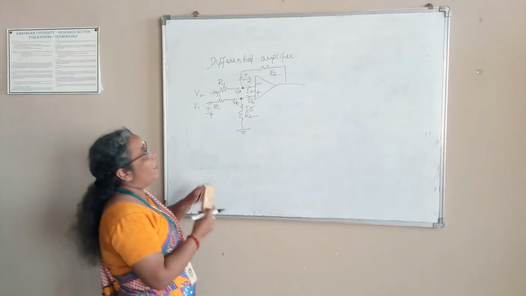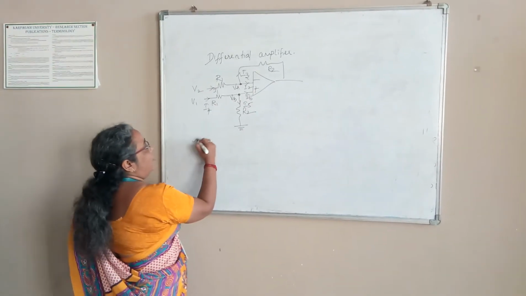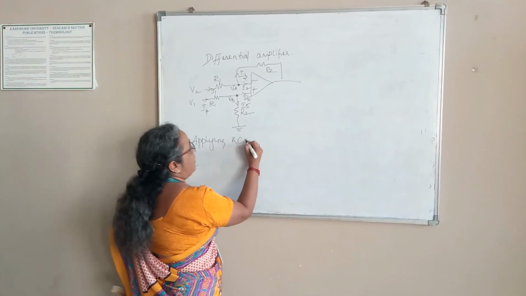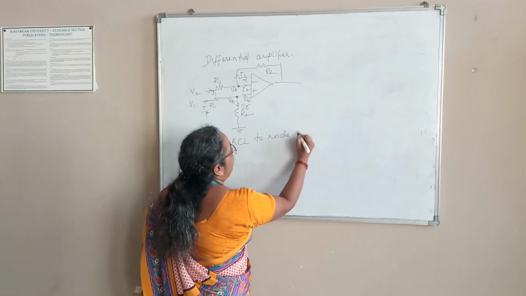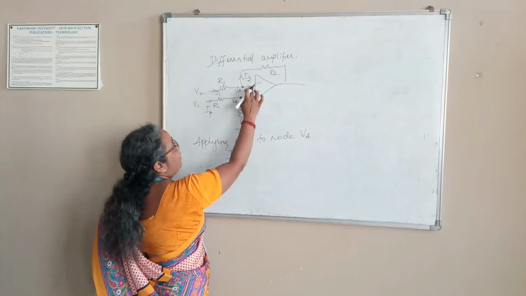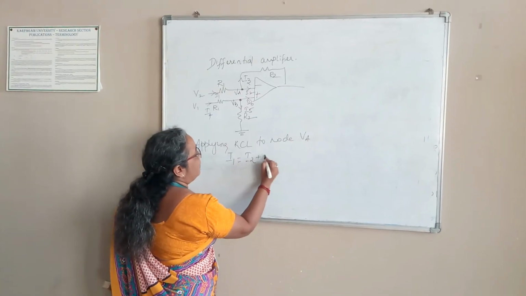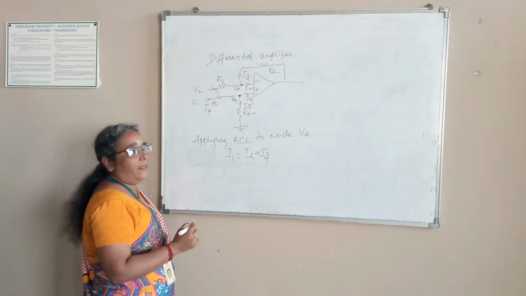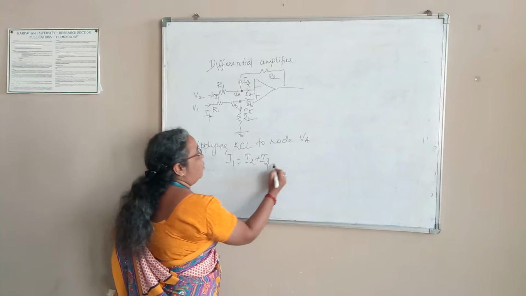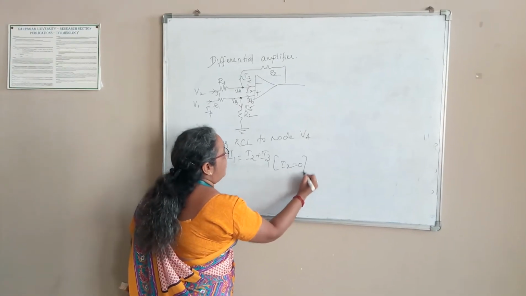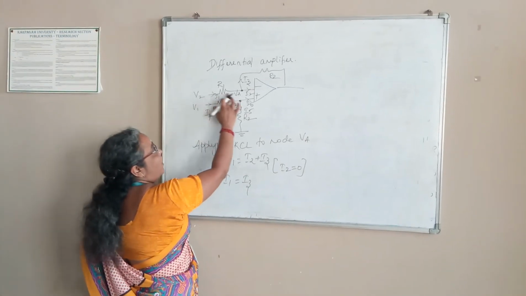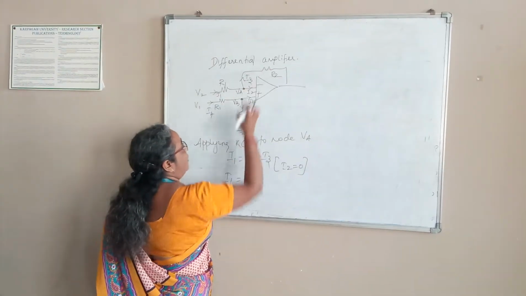Now I will consider my node VA. Applying Kirchhoff's current law to the node VA, I can write the current entering is just I1 and the leaving currents are I2 and I3. Applying the ideal characteristic of high input impedance, the current entering the op-amp becomes 0. So when I2 is equal to 0, this expression becomes I1 equal to I3. I1 is the current through R1, I3 is the current through R2.